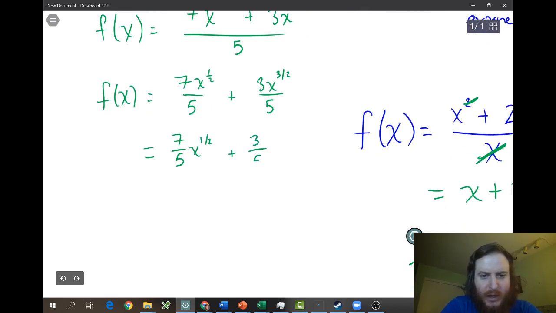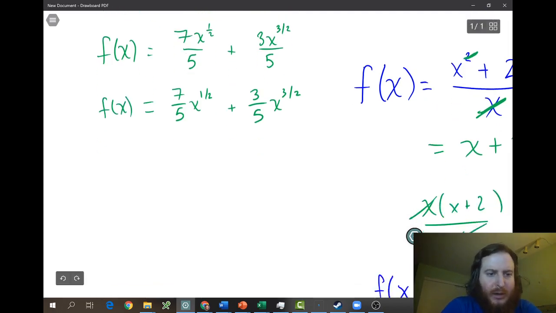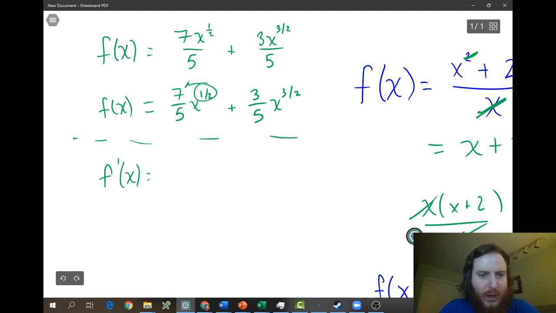This kind of just helps me to see the 7/5 and the 3/5 just as coefficients, right? They're going to just kind of hang out and be coefficients. But a lot of these steps you could skip if you were doing it on your own. So now f prime of x, right? We're going to take our exponent. We're taking the derivative now because now it's in polynomial form.